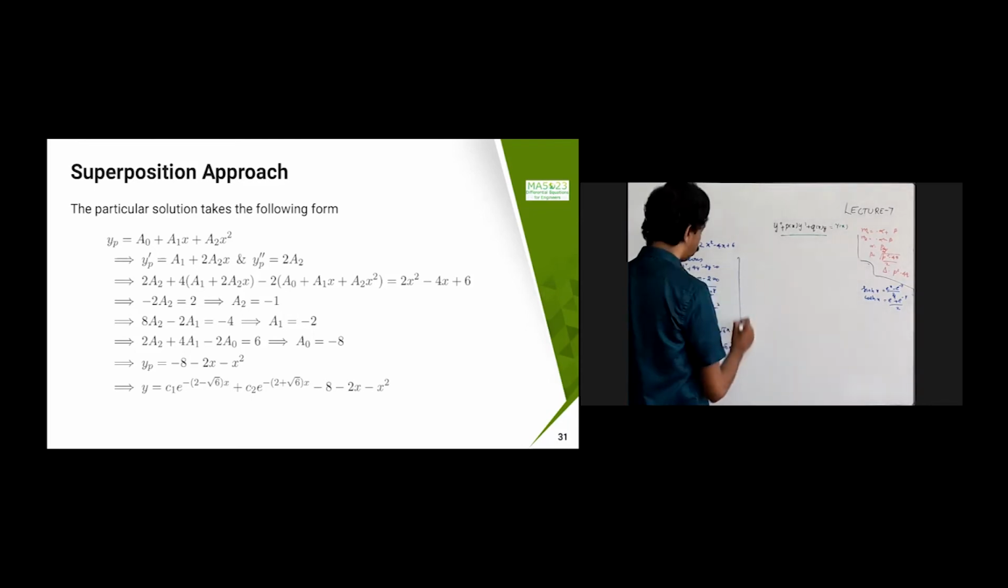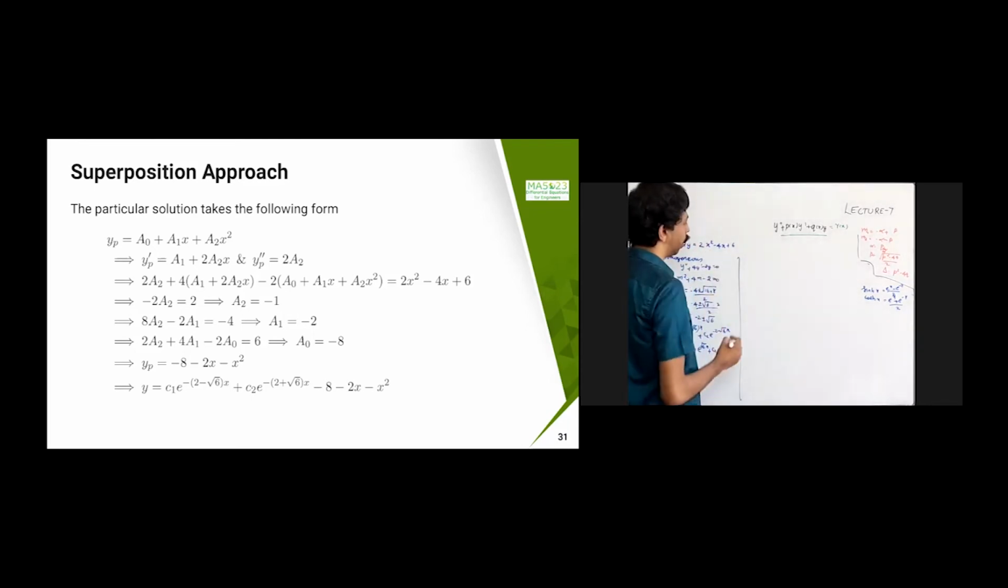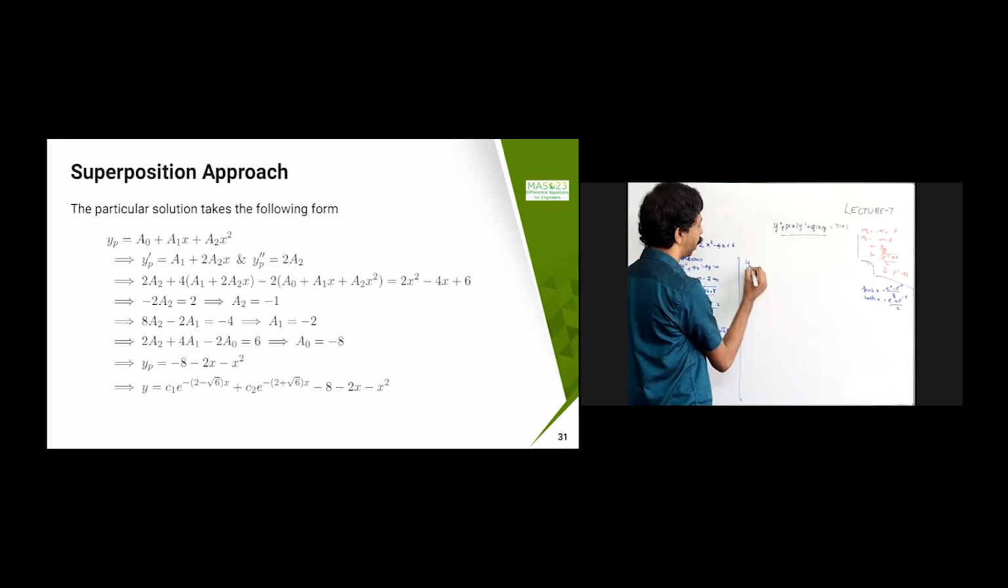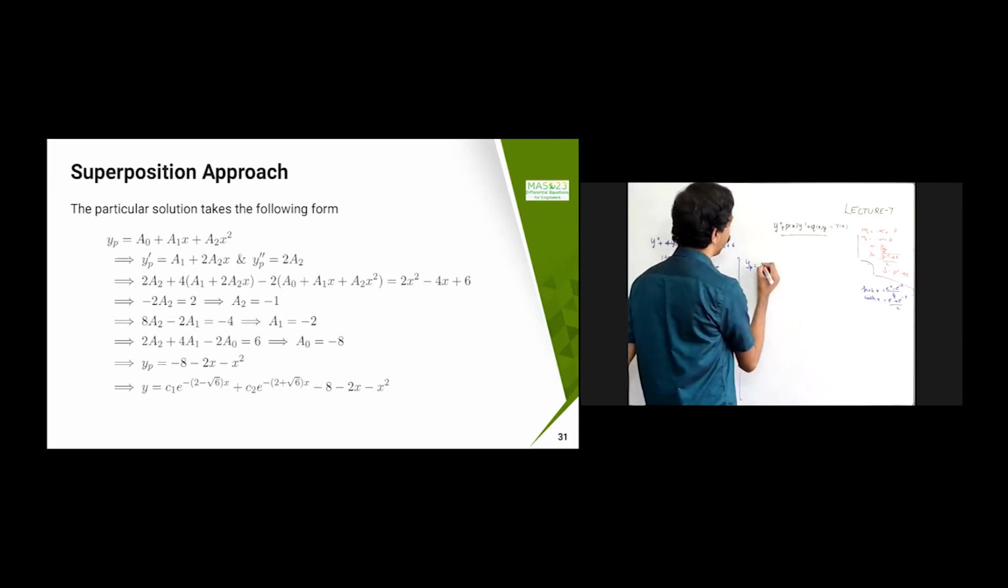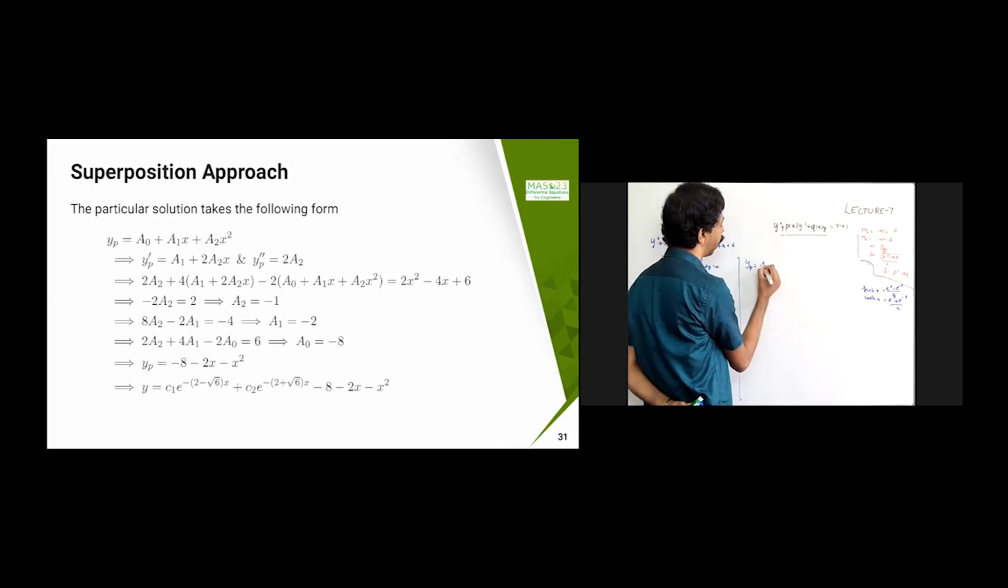So, for the homogeneous ODE, this is a polynomial. Therefore, your yp is going to be a polynomial. Here, it is a second order polynomial, a quadratic. So yp is going to become a0 plus a1x plus a2x square.